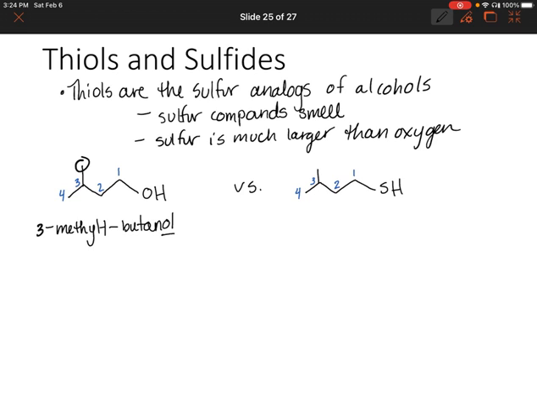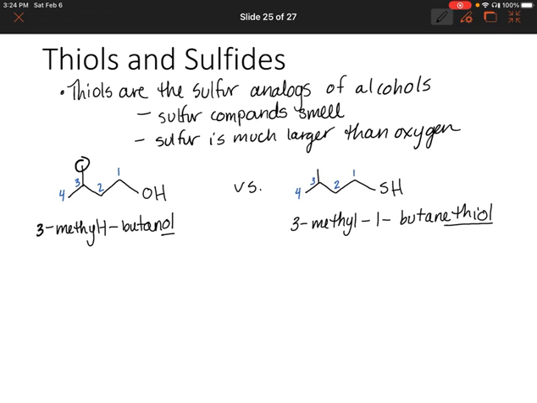Okay, so what if we have the SH group instead? Well, it's pretty similar. We're going to name this 3-methyl-1-butane thiol. So we keep the E on butane, but we just add thiol to the end. So not too different from naming alcohols.